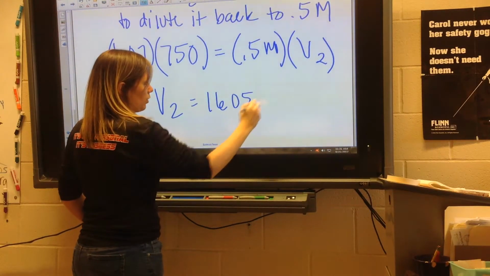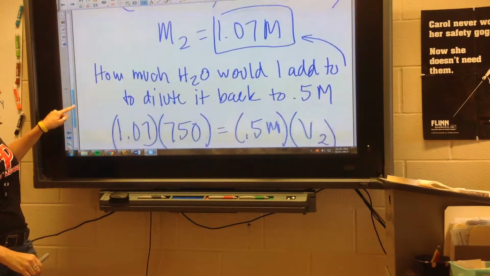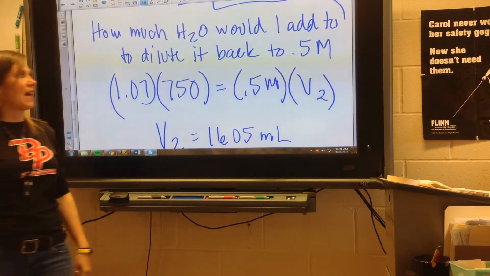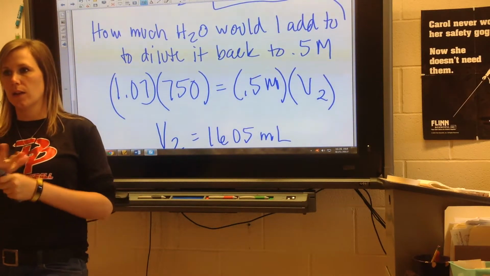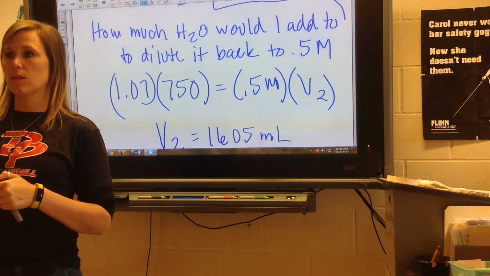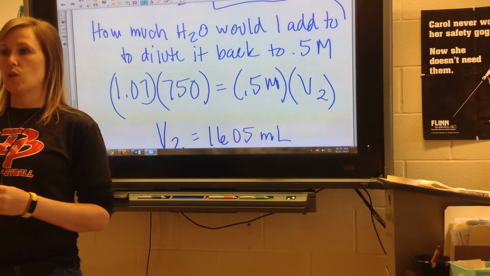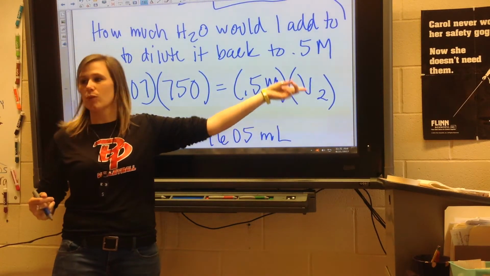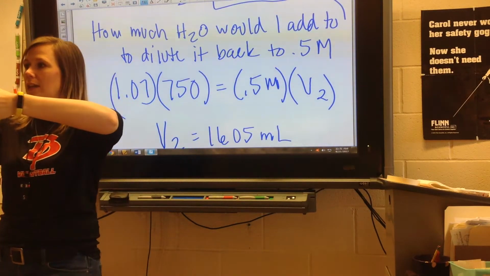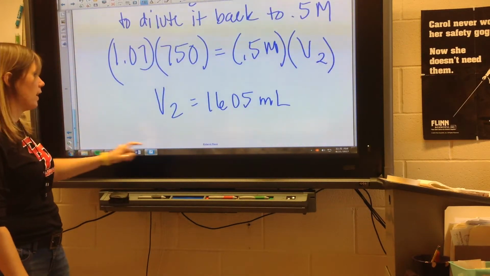So 1,605 milliliters. Does that answer the question I asked? How much H2O would I add to dilute it back to 0.5? Tyler, you say no. Why is that? Because the 1,605 is the total. Right. Your V2 is your total, everything you have left over at the end. So how much did we add to get to 1,605? How would you solve that?